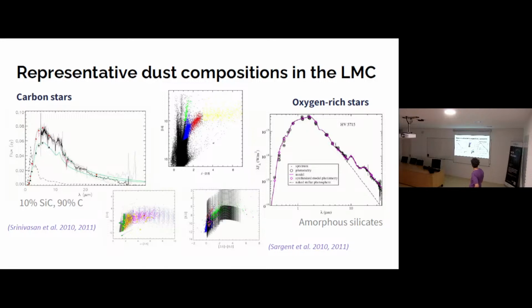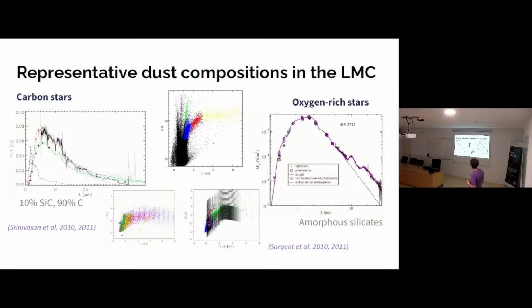For a tip, we also had some spectroscopy for selected objects. That's not for everything. So we took a representative oxygen-rich star and a representative carbon star, and we fitted the spectrum. Then we used the dust composition that we derived from fitting the spectrum to build up a grid. In this case, we built a grid of carbon star models, dust radiative transfer models, which consisted of 90% carbon dust and 10% silicon carbide dust. And we also made a grid of amorphous silicate dust models, purely 100% amorphous silicates, because that gives a nice fit here. And the results are shown here.